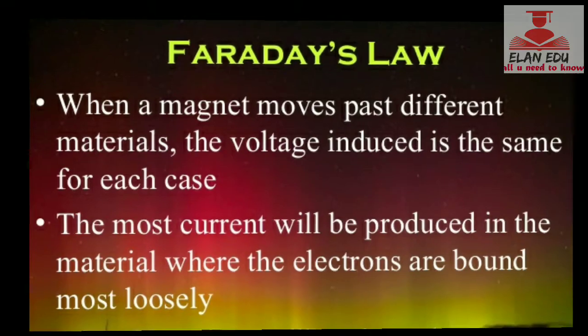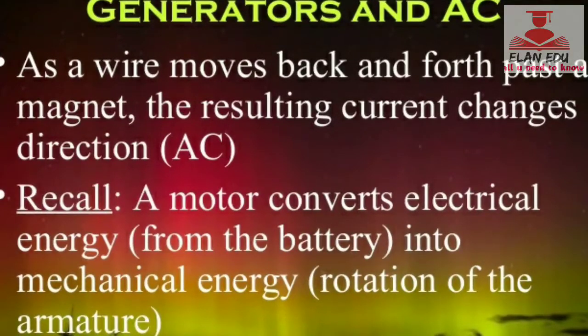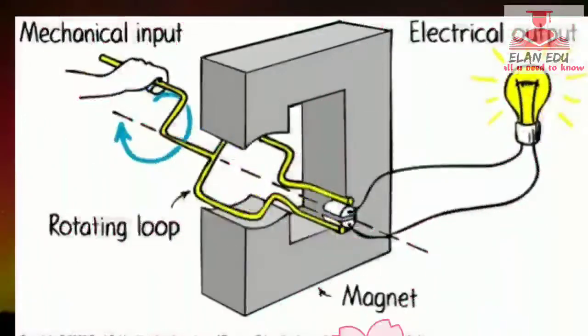Now let us learn about generators and AC supply, that is alternating current. As a wire moves back and forth past a magnet, the resulting current changes direction, that is, alternating current will be produced. Just recalling, a motor converts electrical energy into mechanical energy, that is the rotation of the armature, whereas a generator converts mechanical energy into electrical energy.